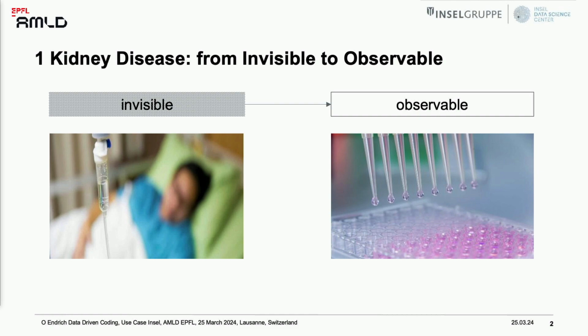So let's start with fundamentals. If you want to code a diagnosis, you need a diagnosis, so it has to be written in a health record. I choose one diagnosis, kidney disease. How does this diagnosis get documented? The specific thing with this diagnosis is that it is often invisible. It doesn't hurt. You have to run lab tests to make it observable. So how to make this invisible diagnosis observable? You have to get tested.